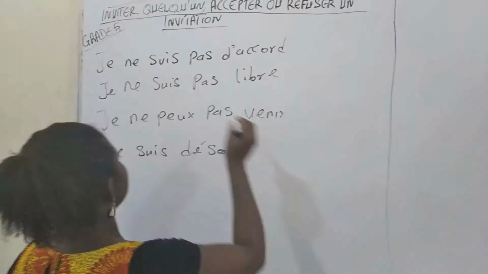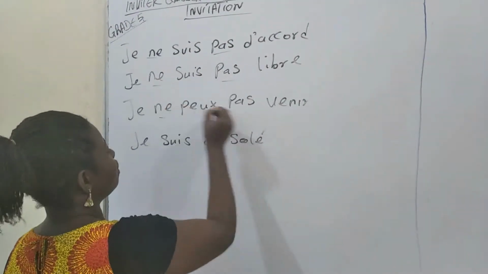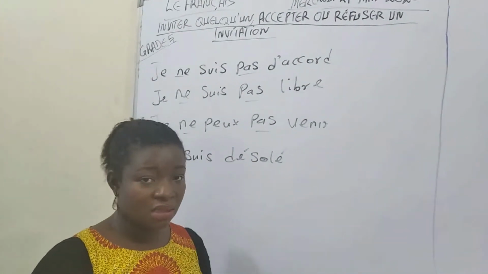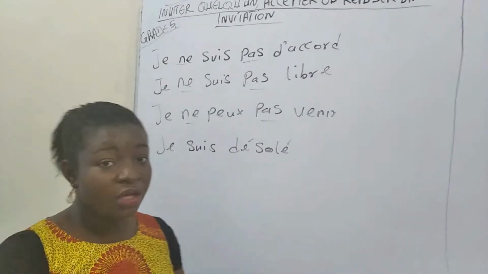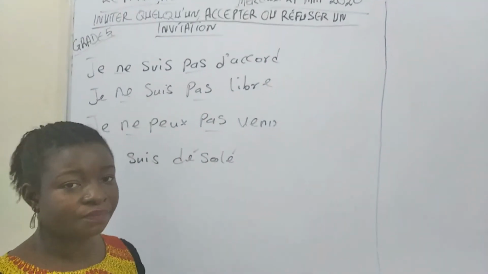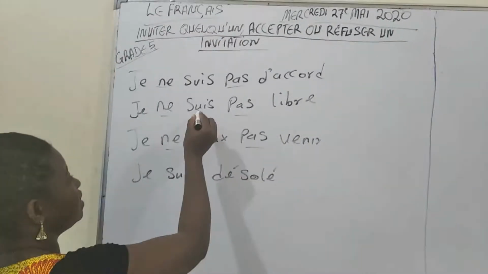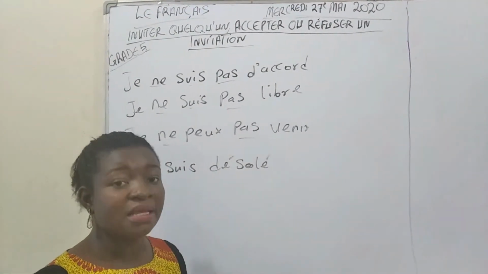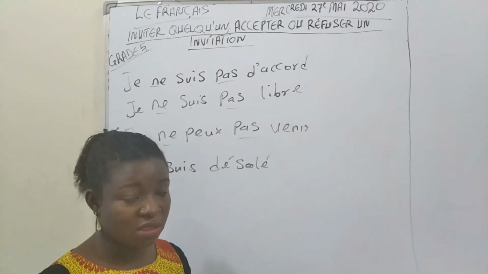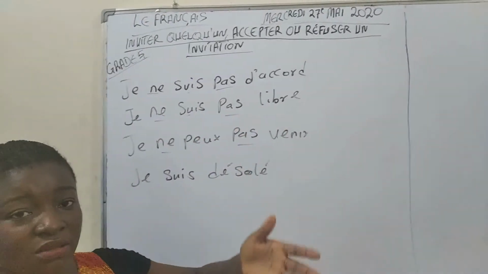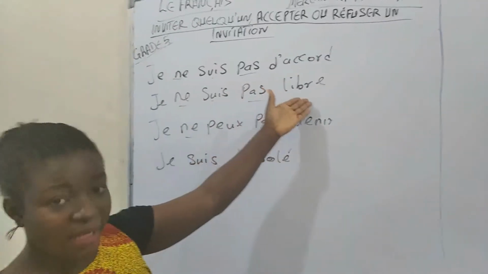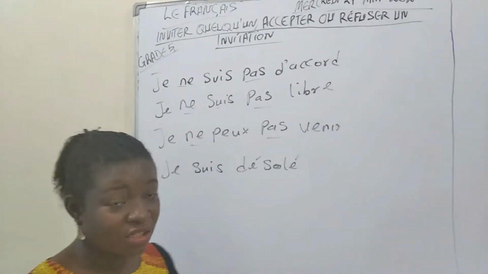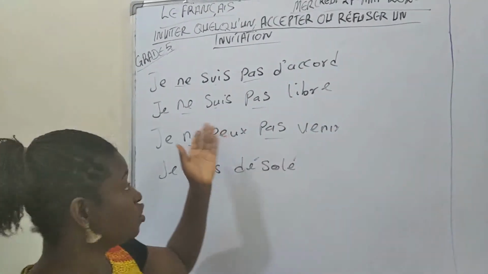Simply know this: ne pas is used for negation. It simply means not, whereby the verb is going to be in between ne pas. Once you see this ne pas in a statement, you know that it is negation. The other week we also said, if you are okay, you say je suis libre, that means you are free. For today, since we are declining the invitation, you say je ne suis pas libre.